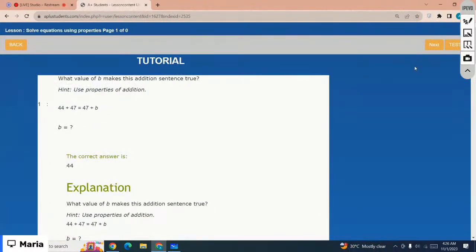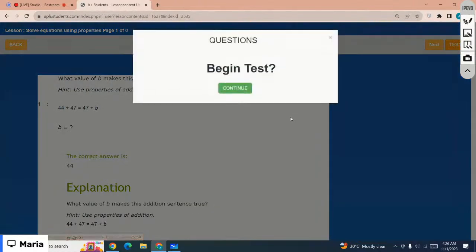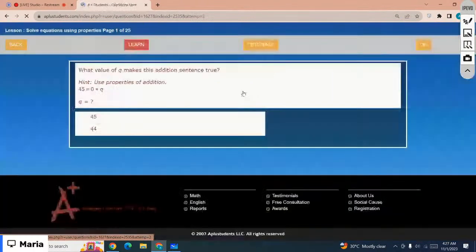Okay, so you have to use the properties we just learned. So you have to apply these properties and solve the equations, right? Let's just start with the test questions.